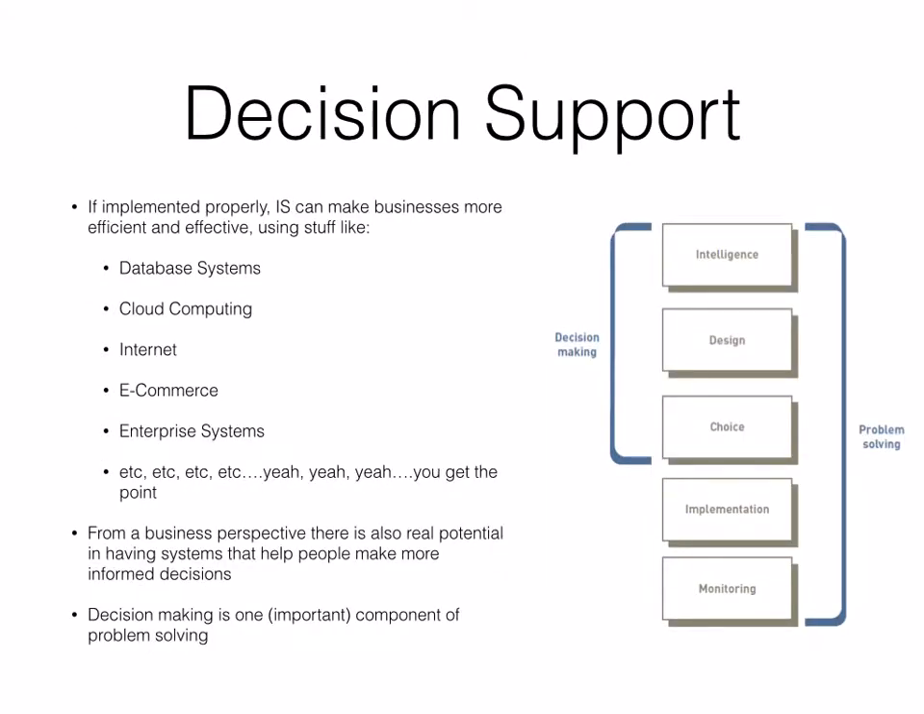So going to the next slide, another function that can happen within the auspices of ERP or just with respect to management information systems is the notion of decision support. If implemented properly, information systems can make businesses more efficient and effective with respect to using things like database systems, cloud computing, internet, e-commerce, enterprise systems.